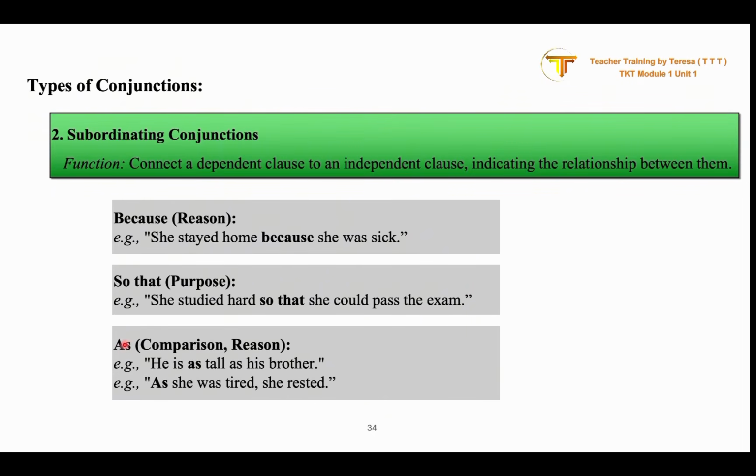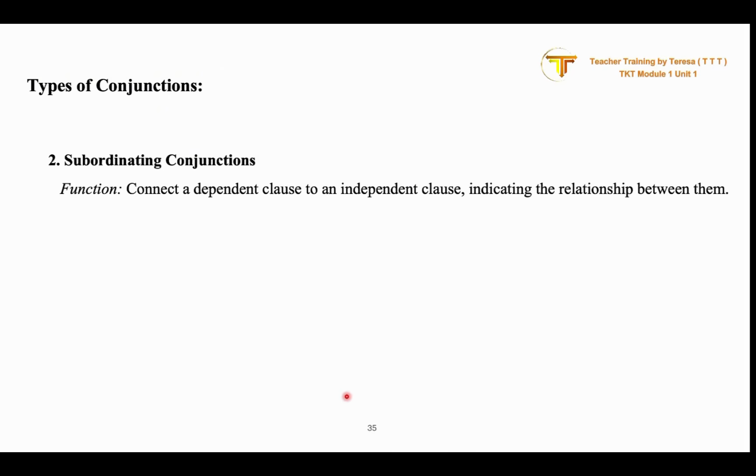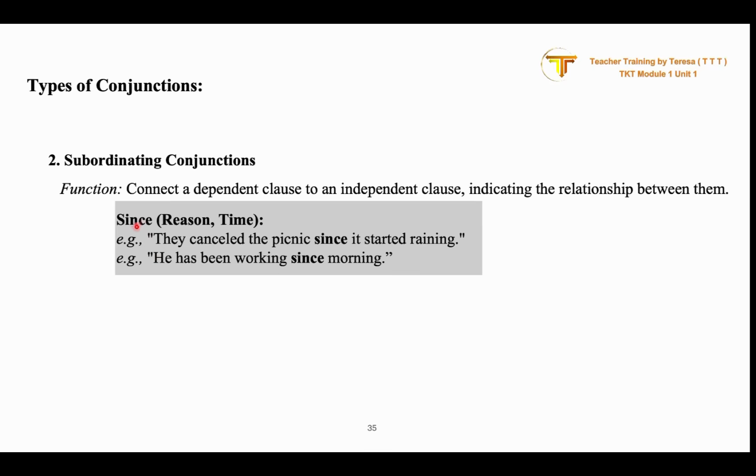As, comparison, reason. He is as tall as his brother. As she was tired, she rested. Since, reason, time. They cancelled the picnic since it started raining. He has been working since morning.